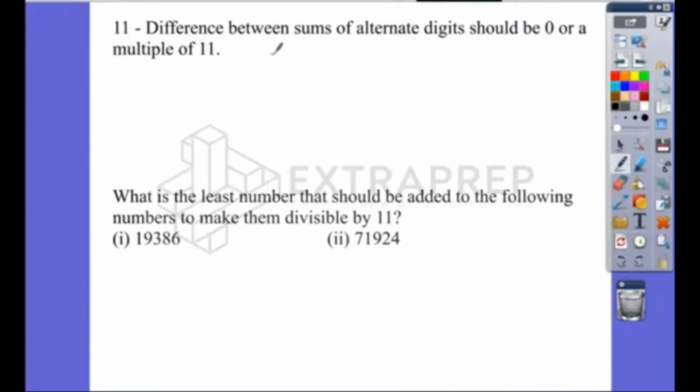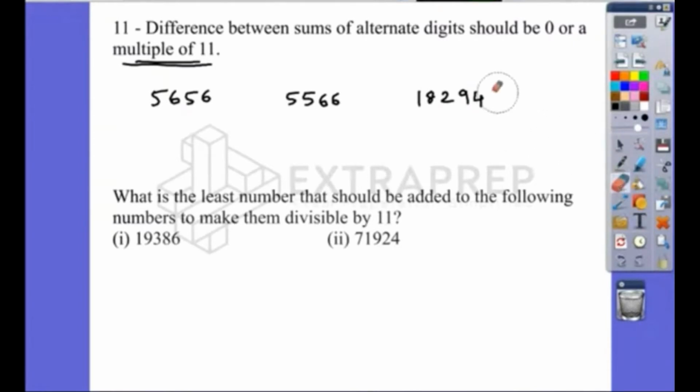11, what's the rule for 11? The difference between sums of alternate digits should be 0 or a multiple of 11. Multiples of 11 are nothing but the numbers that come in the multiplication table of 11, like 11, 22, 33, 44, etc. Okay. So the difference between sums of alternate digits. Let's take examples. 5656, 5566, 18294, or let's take that as 3.